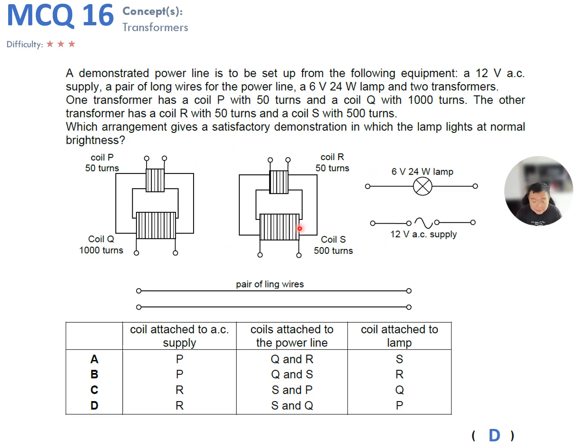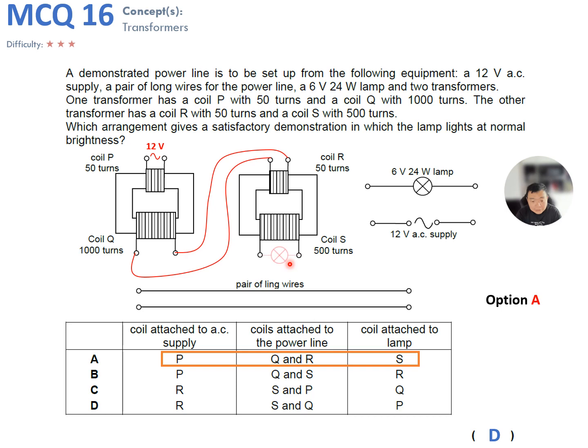The answer to this question is D, and I will run through all 4 options. So option A, let's say, is the wrong option. We'll see why it is wrong. We want P to be attached to the AC generator, over here, and we want Q and R to be connected. So Q is here, R is here, and S over here is connected to the lamp. This is how the connection looks as depicted by option A.